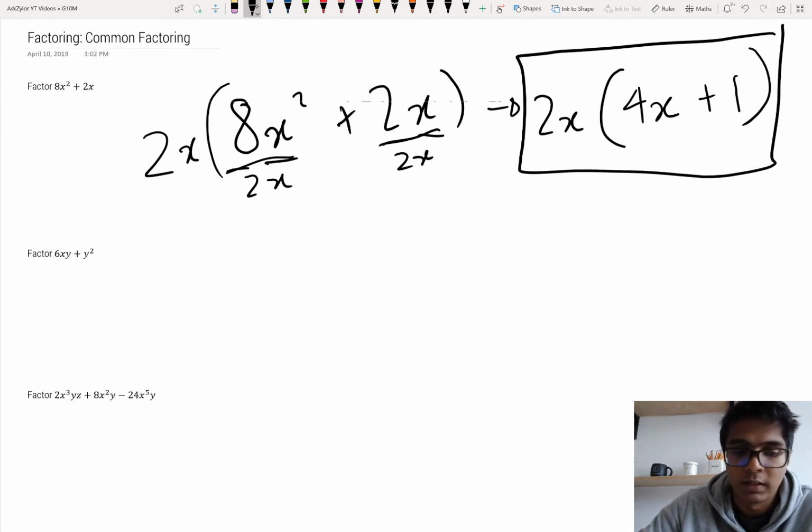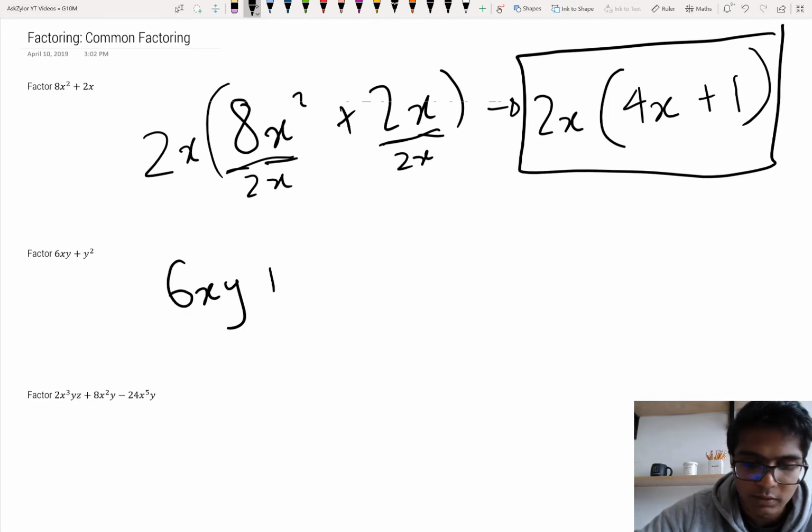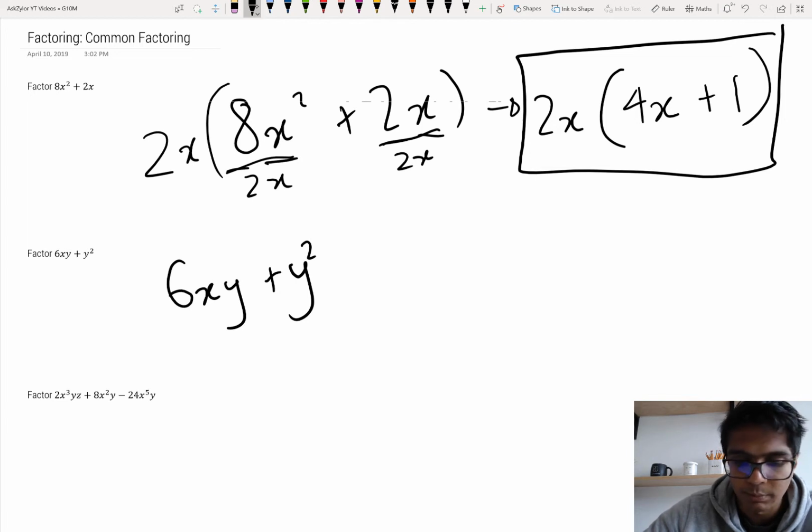What I'm doing is looking for any common terms that I can factor out from every single term in my expression. So let's move ahead to the next question. We have 6xy + y². I'm going to look at whether there's a coefficient that's common in both terms. I have 6 and 1, so there's no common coefficient or common factor, so I can't really factor anything out. But I'm going to see if I can factor out a variable. I have x in one term, not in the other term, so I can't factor it out. But I have a y in both terms.